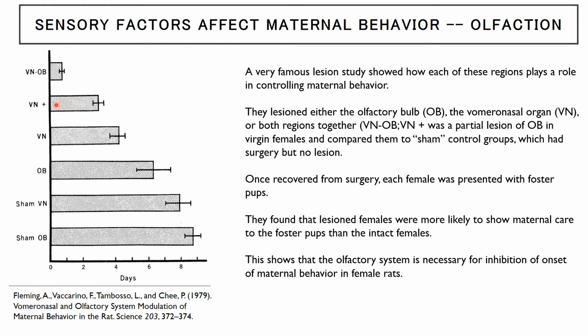When you do VN+, getting both of them, it's now even less than 3 days. And when you get both, this is when you get the maximum response. You eliminate both the vomeronasal organ and the olfactory bulb. Now these naive females are much more likely to show maternal behavior.